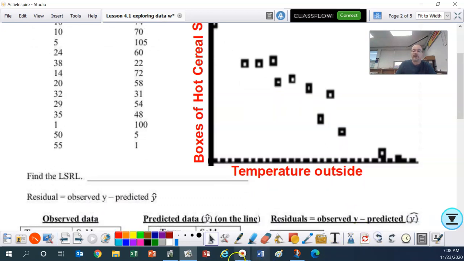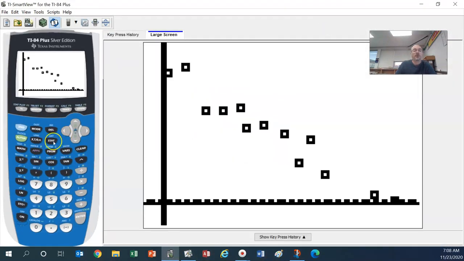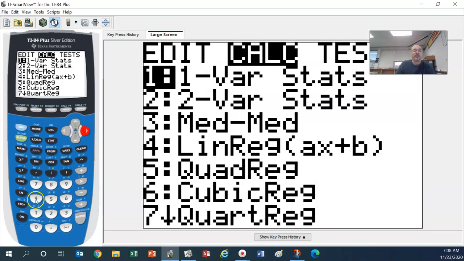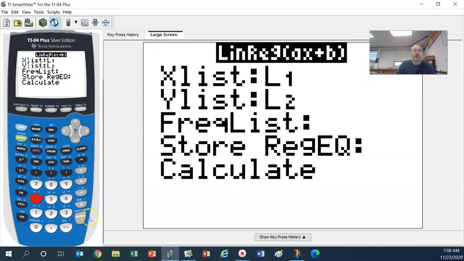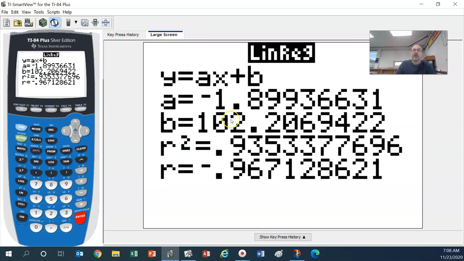So to find the least squares regression line, remember, we're going to go stat, calculate, number 4. All right, and then we have to hit that enter like 5 times, and voila, there are my numbers for my least squares regression line. I'm going to take a moment and get those written on my slide.